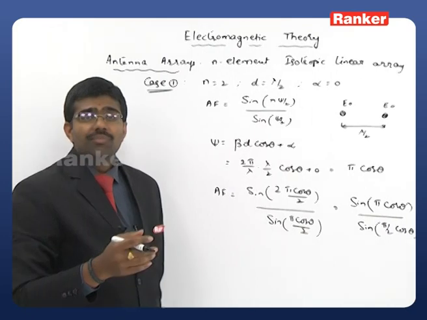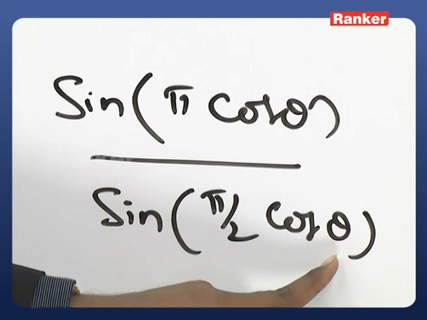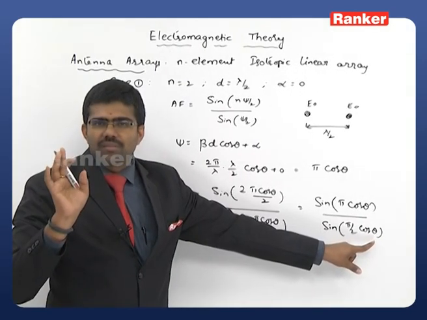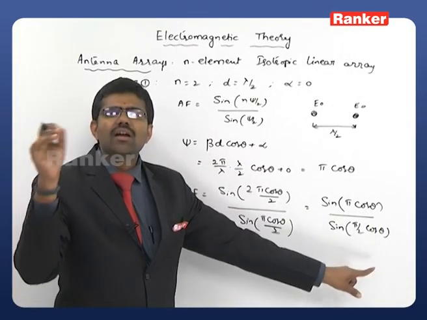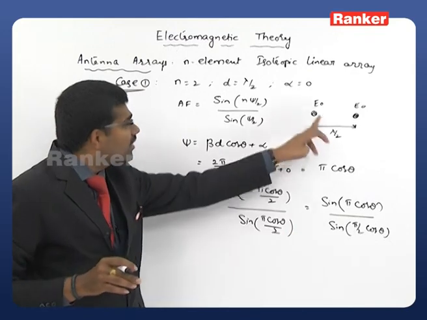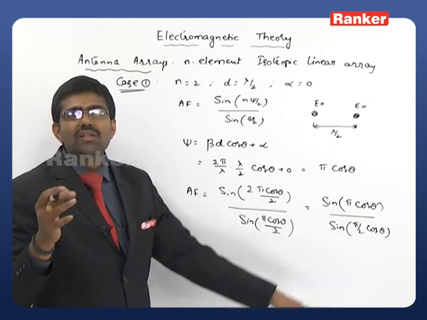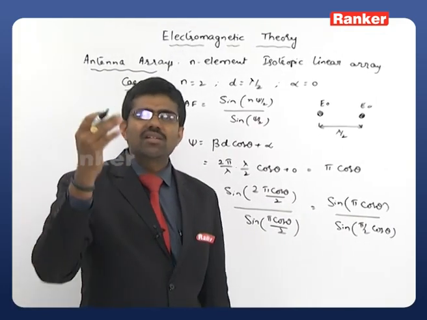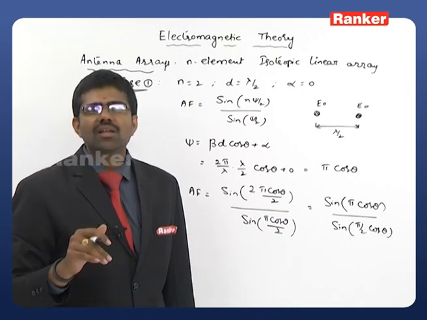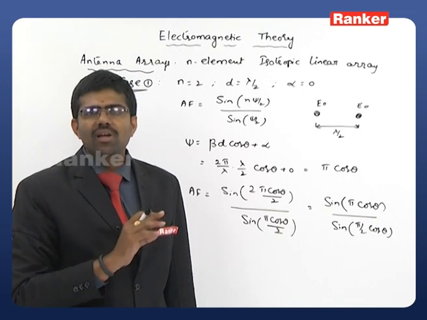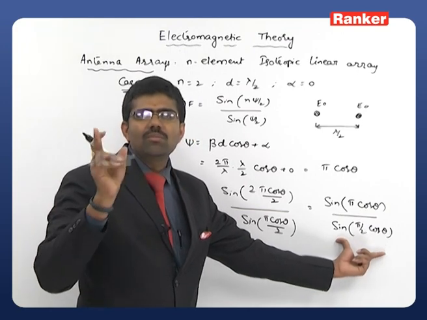If you want to draw the radiation pattern, take theta on the x-axis, substitute different values of theta and draw the radiation pattern. Obviously you will get the radiation pattern for this case, but it is not possible to substitute all the values of theta. Instead, we try to get the maximum direction and minimum direction, that is, in which direction you get the maximum radiation and in which direction the minimum. We will analyze that for this equation.